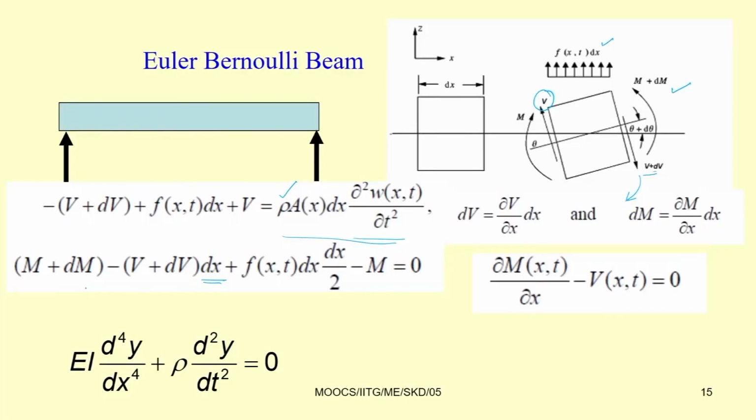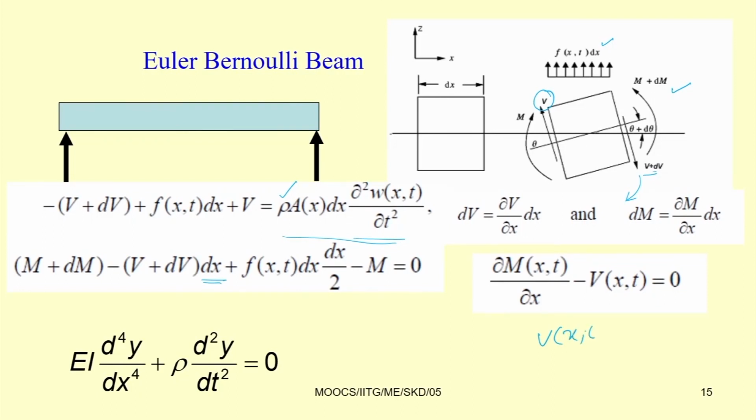From this equation, you can get ∂M/∂x minus V(x,t) equal to 0, after you cancel the common terms. That is, the rate of change of bending moment equals the shear force, so V(x,t) equals ∂M/∂x. From this, you can find the equation of motion, which we will see.